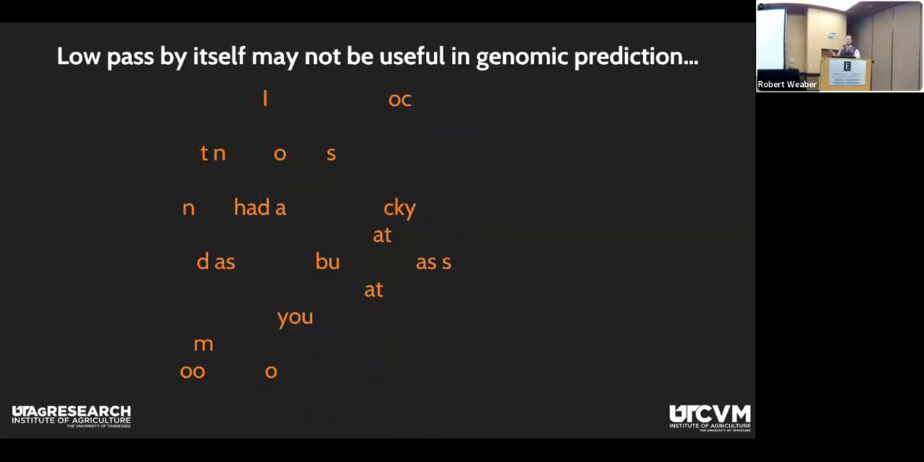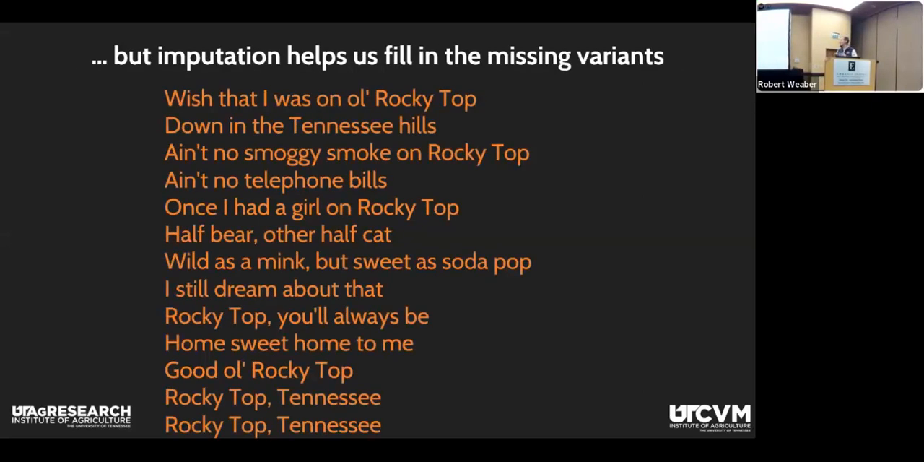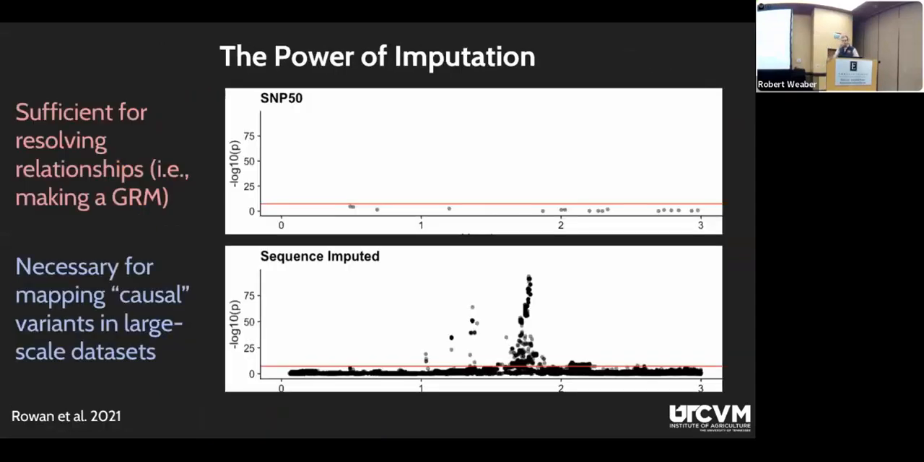If this is a chip representation of a bunch of samples, we can use higher coverage animals, whether that's sequence or a higher density chip, in order to fill in the missing pieces and get a more complete picture of the variation landscape in that individual animal.